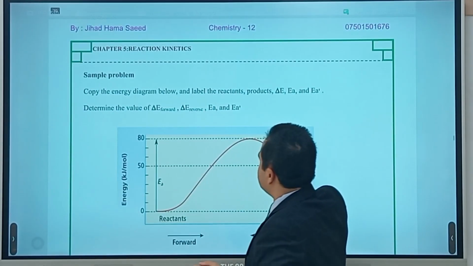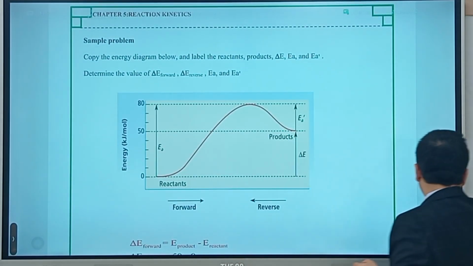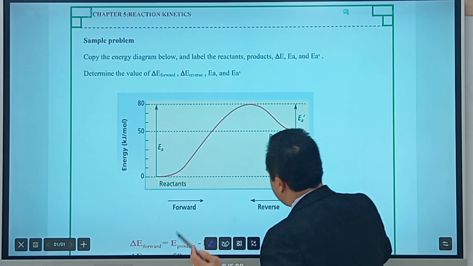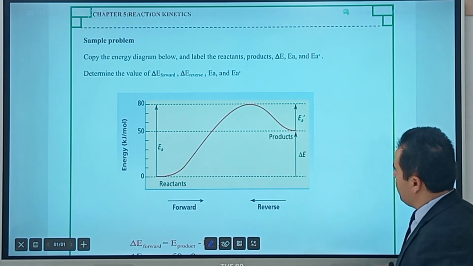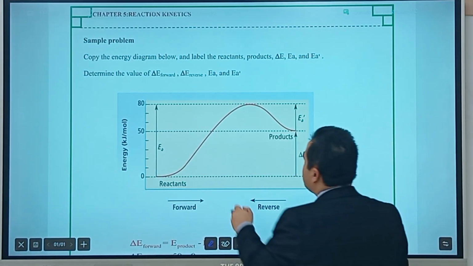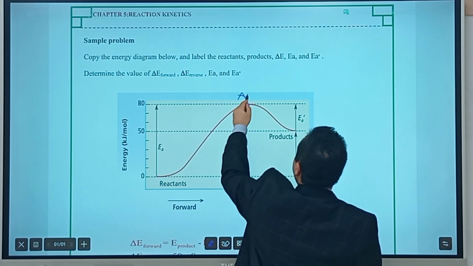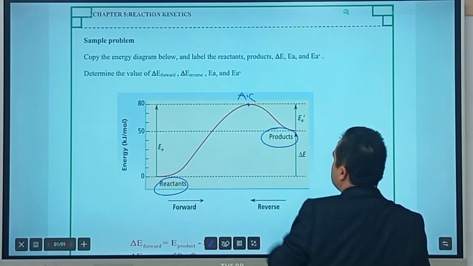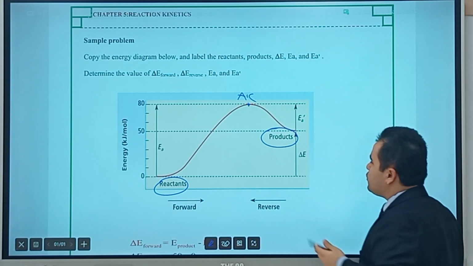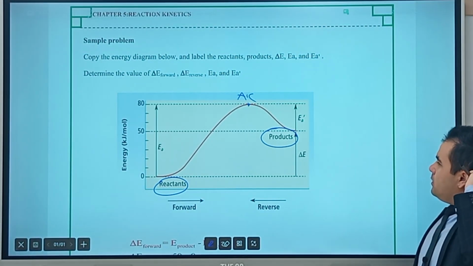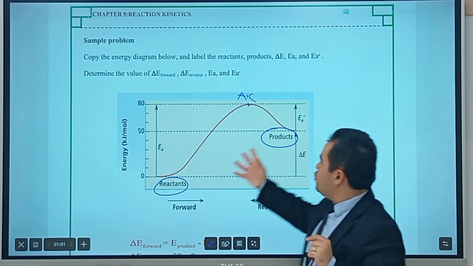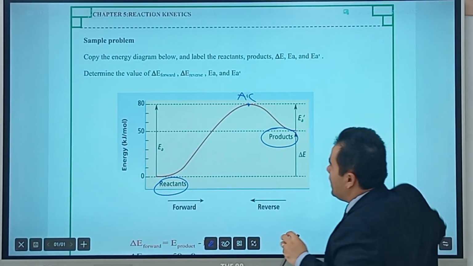Let us solve some of the questions. This is a sample problem. The graph is given and requires us to find EA prime, delta E forward, and delta E reverse. Guys, graphically, this is the AC, and here are the energy of the reactant and the position of the product. And this reaction is what? It is an endothermic reaction. Why? Because the reactant is in a lower position of energy than the product.